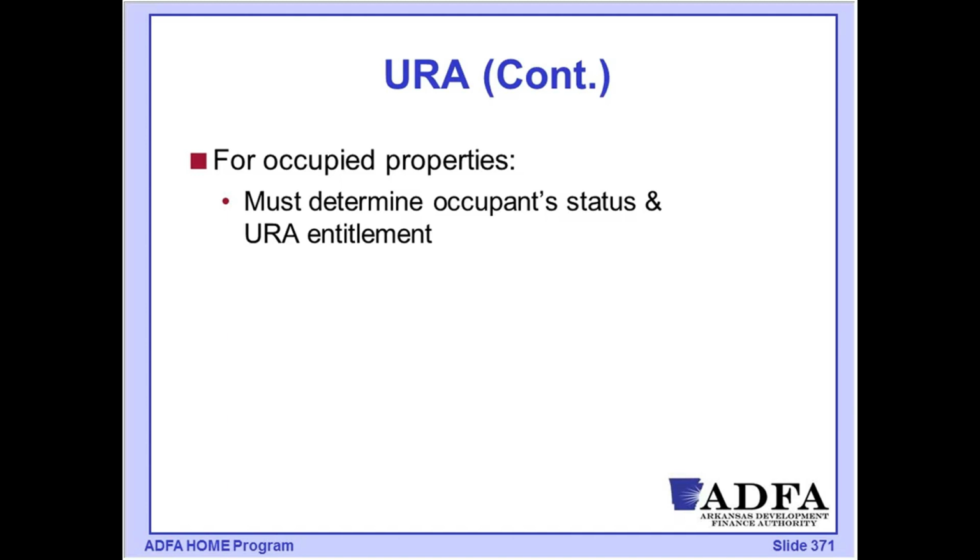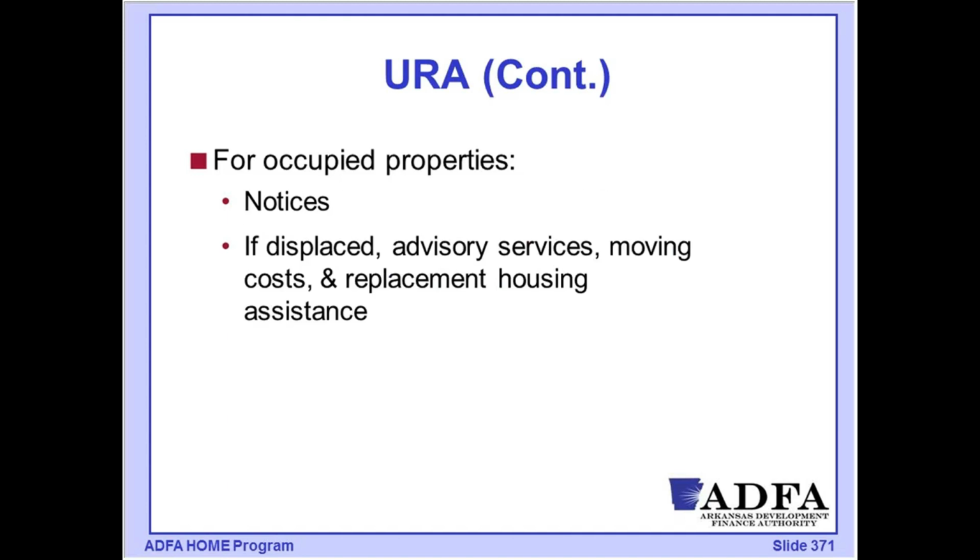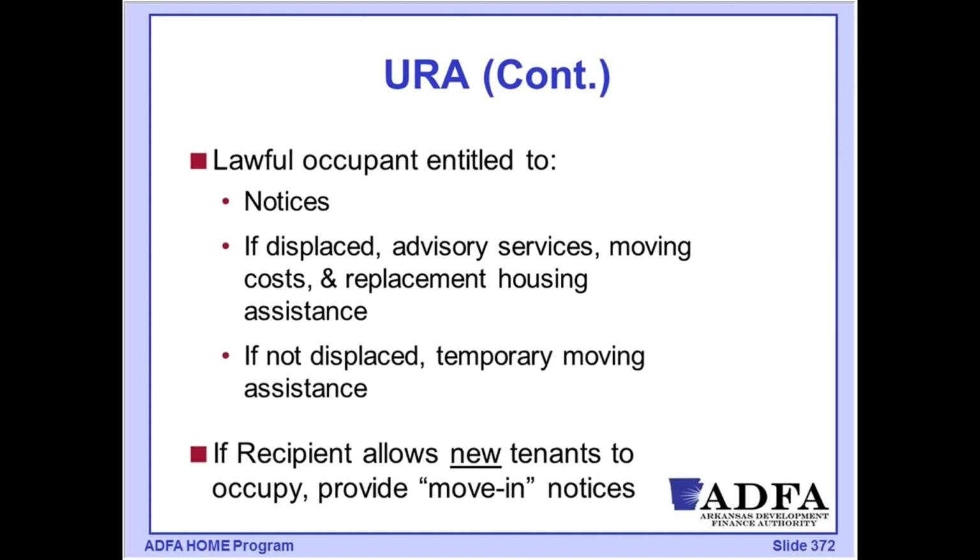But if we have a tenant that is occupying that unit, the tenant is not voluntarily part of this sales transaction, and they would be eligible for assistance. So as part of this process, we need to determine who actually is occupying that property. Is it vacant? Is it occupied? To determine that liability. So under the Uniform Relocation Act itself, any lawful occupant would be provided notices if they were going to be displaced.